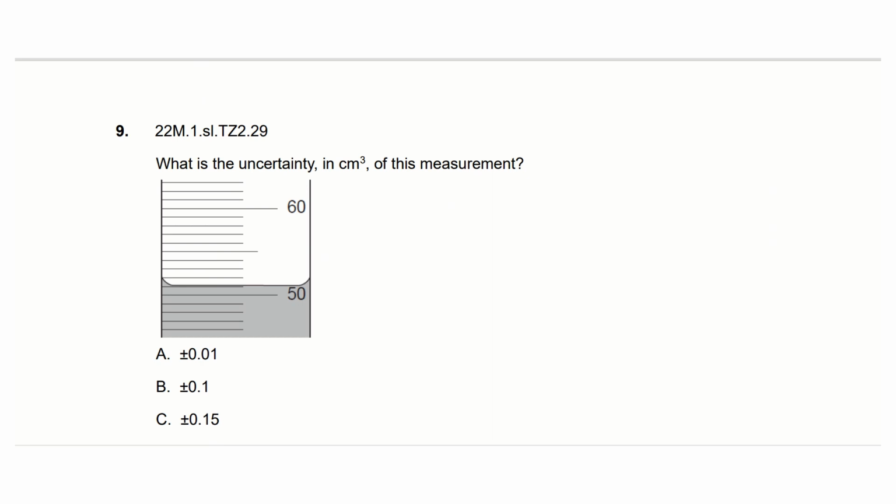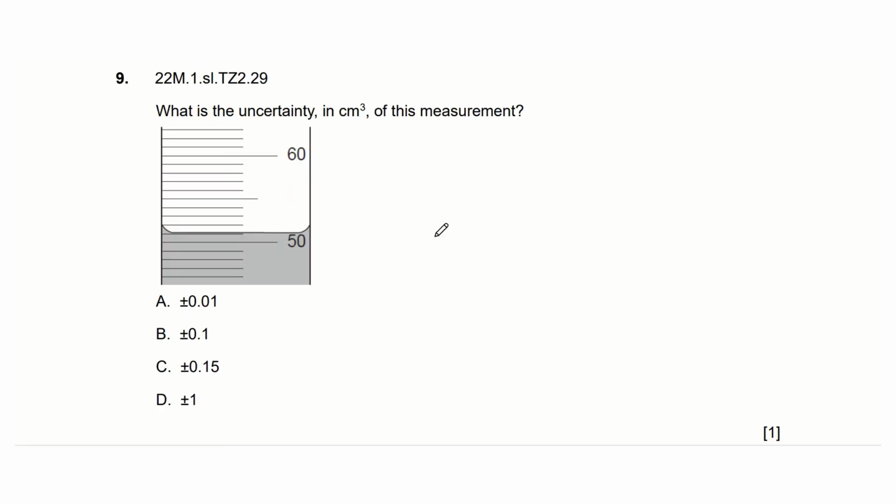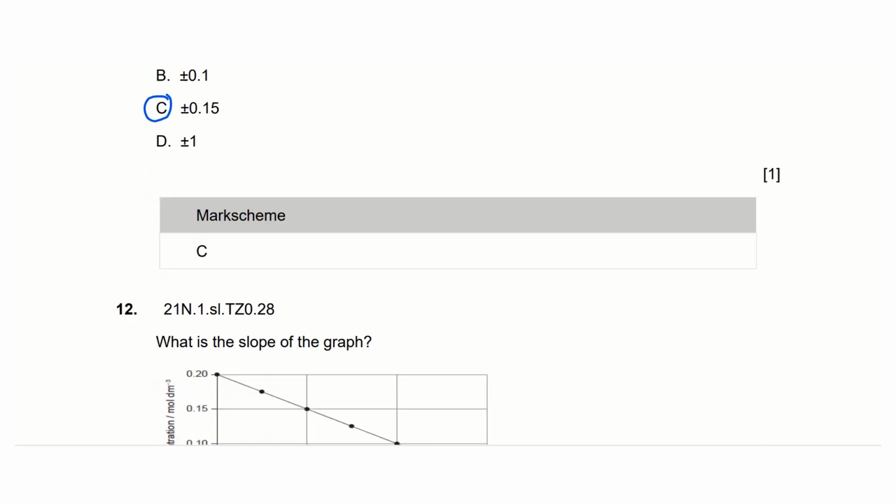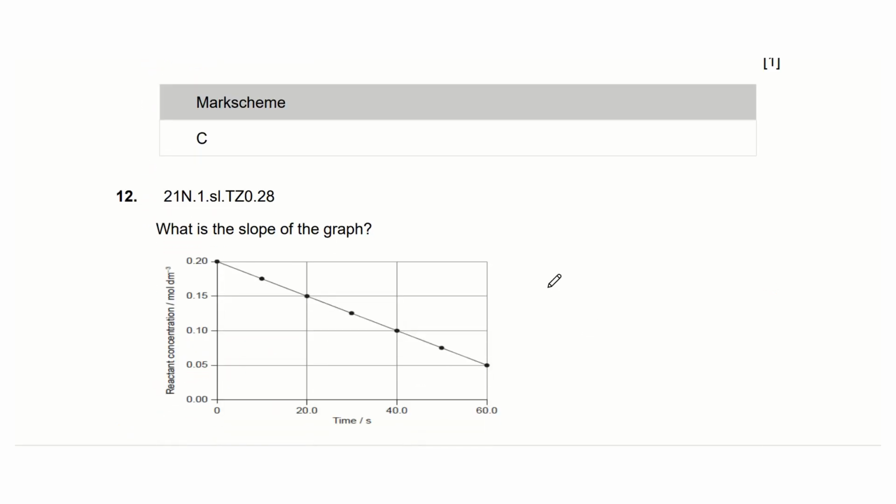Next question, what is the uncertainty in centimeters cubed of this measurement here? Okay, so this is a burette. You can see that the measurements are by 1. So 1, 2, 3, 4, 5. So this would have been 1.5. I've got 2 decimal places there. So then the option is plus or minus 0.15. Remember, because you are going to 0.05 of the instrument that you're using. So the answer is C.